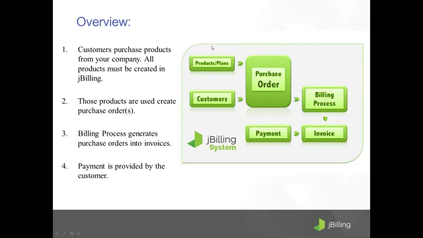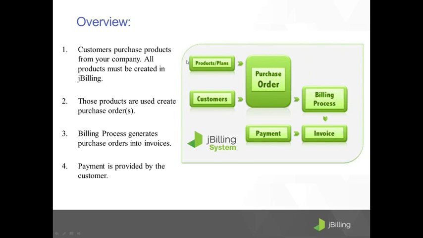We have products and plans, and these are the services that you're offering to your customers. So anything that you want to appear in your invoice is going to be a product or plan in jBilling. Now, in addition to those features, we also now have asset management or inventory management, and that can be applied at the product level, and we'll talk more about that as we move through the presentation.